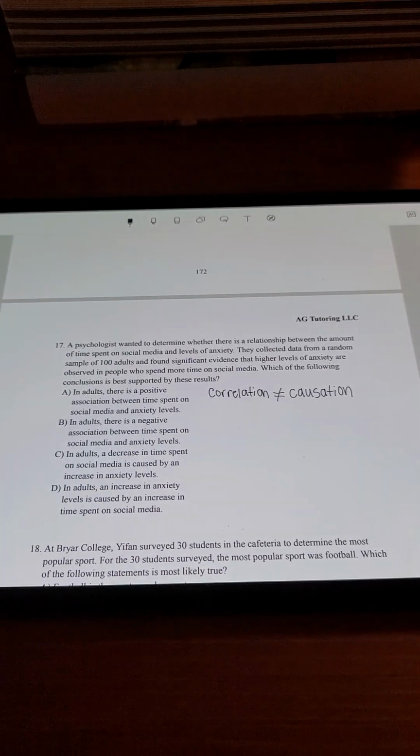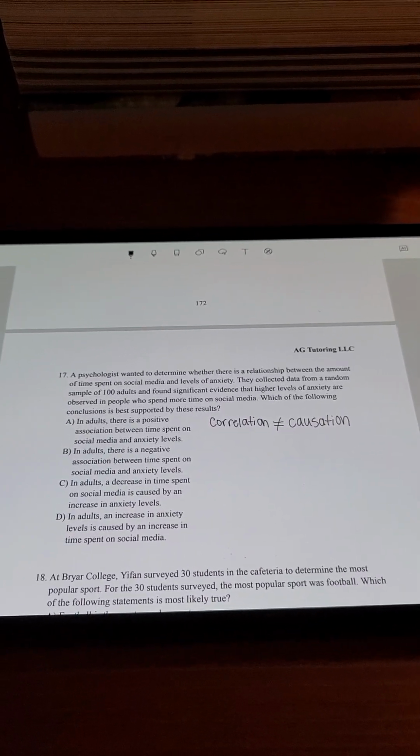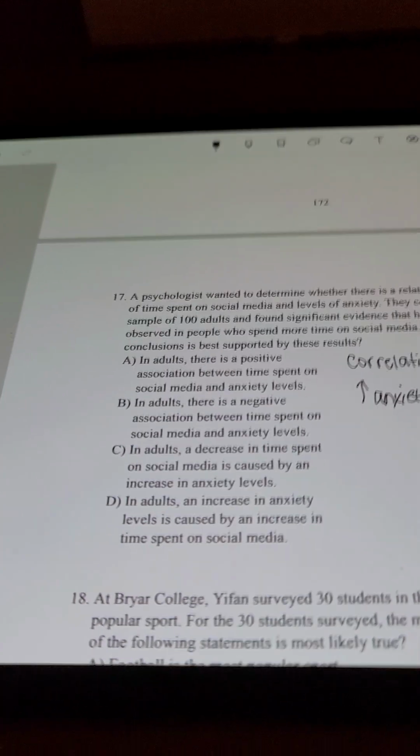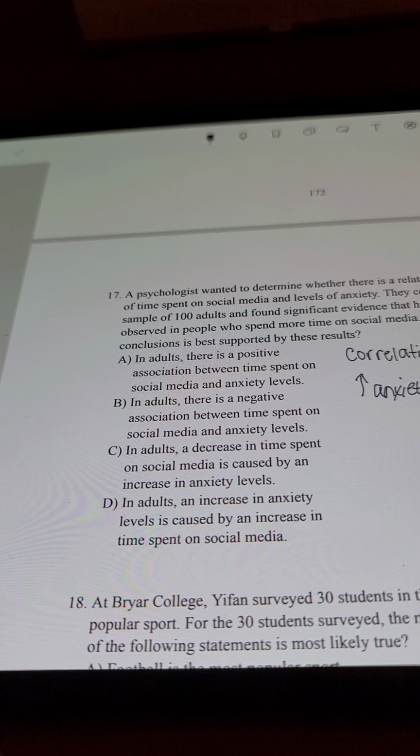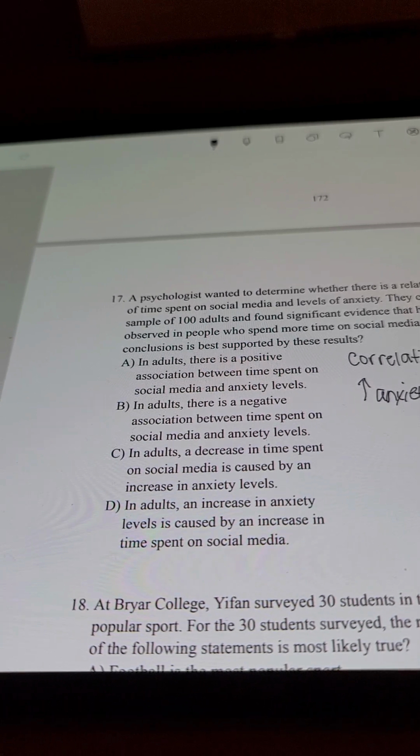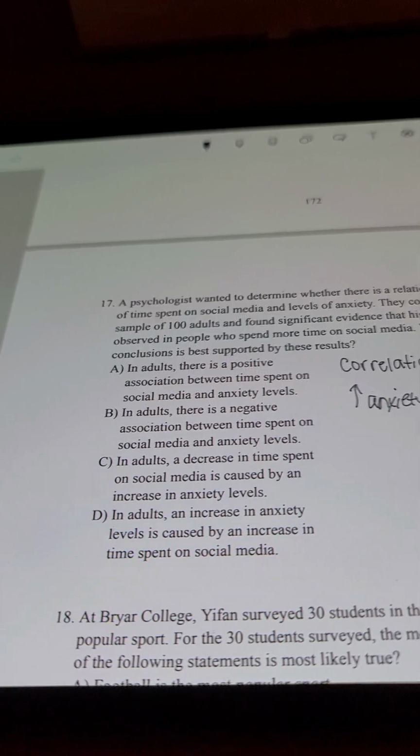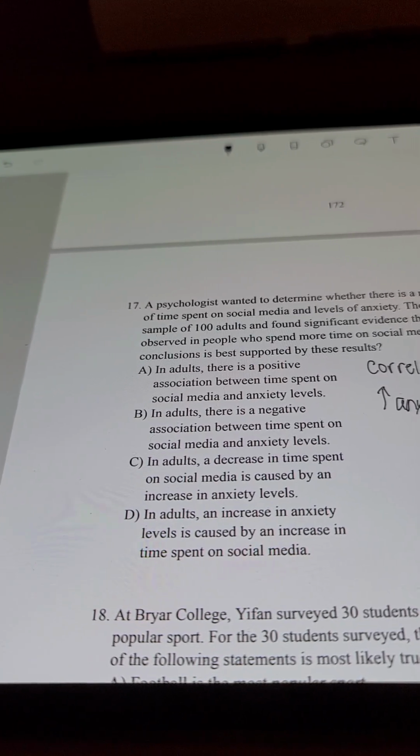Just remember that. So we're saying that as we have higher anxiety levels, that's going to be associated with more time on social media. So that's just represented visually right there. So let's look at our answer choices, and we're going to see what best supports what we've just gone over. Now, right away for C and D, I'm seeing caused. So I already know it can't be C and D because remember, correlation does not equate to causation. So let's cross those out.